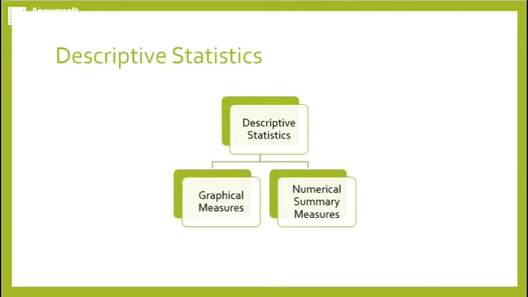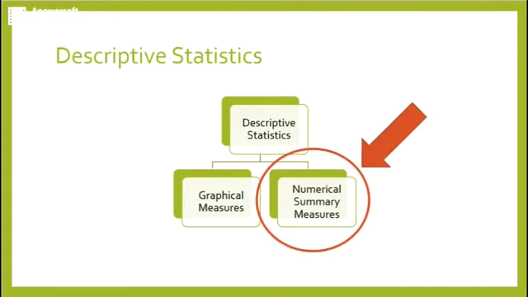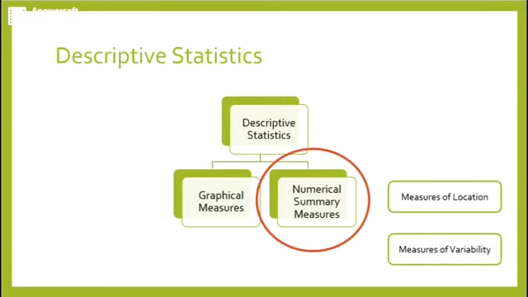So just a quick reminder, we are busy with the Descriptive Statistics branch. In Descriptive Statistics, there are graphical measures and numerical summary measures. This week, we are busy with the numerical summary measures. In the numerical summary measures, there are 2 groups, the measures of location and the measures of variability. In the previous lecture, we looked at the measures of location, which included the mean and the median, the quartiles and percentiles, the trimmed mean, etc.